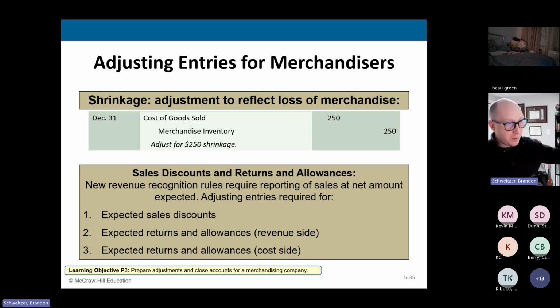Shrinkage is a term that we use in retail to represent loss of inventory, whether that be through damage or theft. Those are the reasons why a retailer would lose inventory. We have to record the value of that inventory that we lost. So the way we do that is we debit cost of goods sold and we credit inventory. This helps us to recognize those types of things occurring.